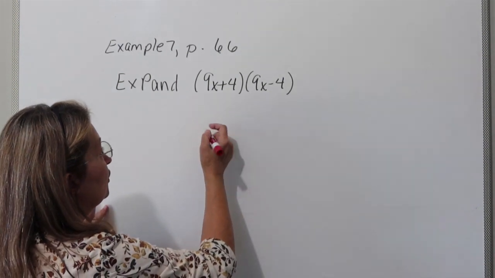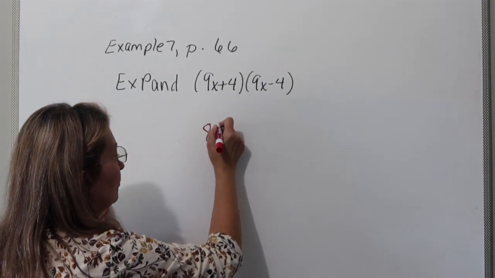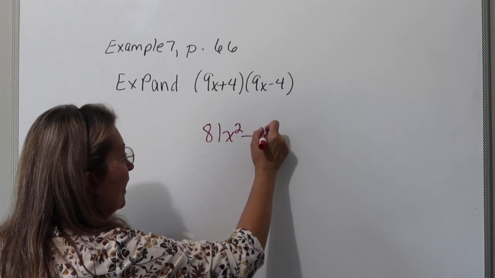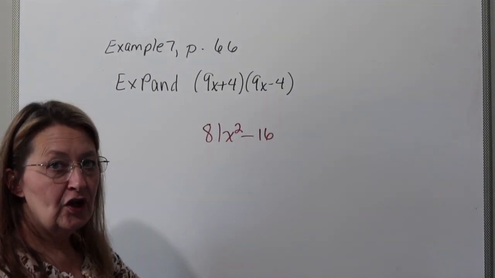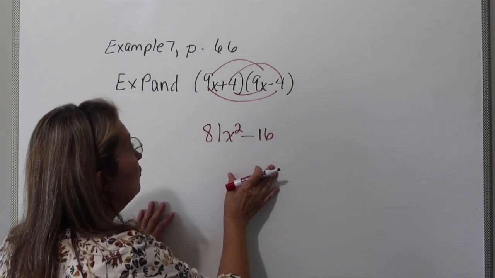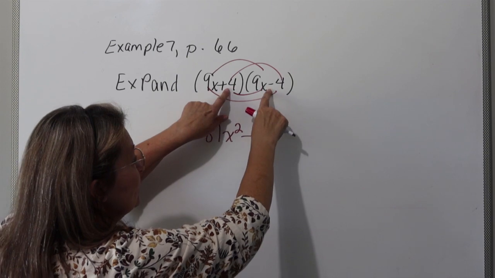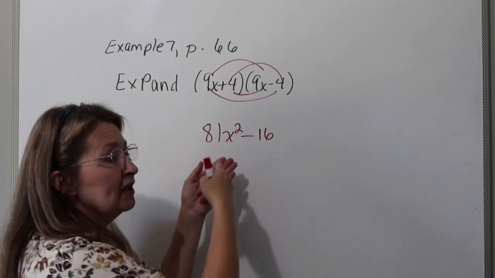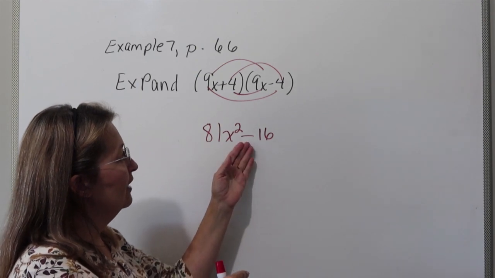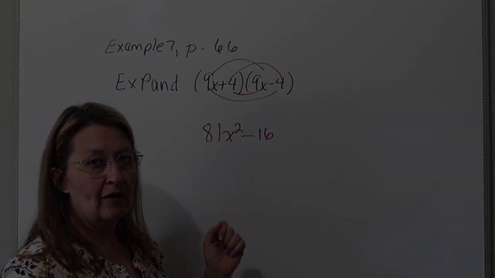But since I recognized it, all I have to do is say, I know that this is going to be equal to the square of the first term, which is 81x squared, minus the square of the last term. If you don't believe me, you go through here and you FOIL this, and you will see that the opposite signs are going to make your two middle terms subtract out, and then you have a negative sign for your last one with the square.